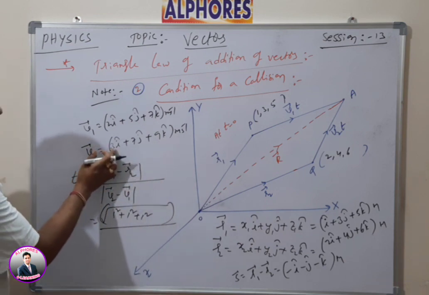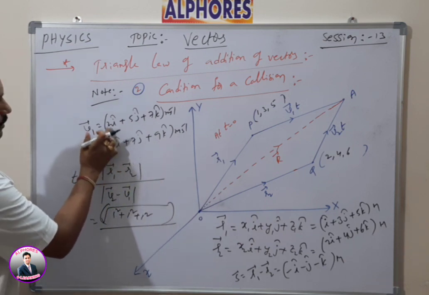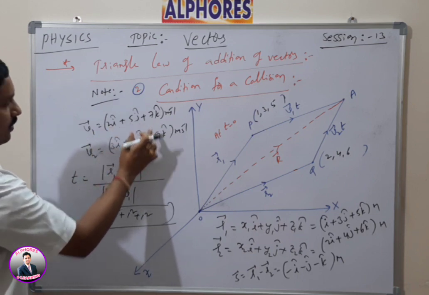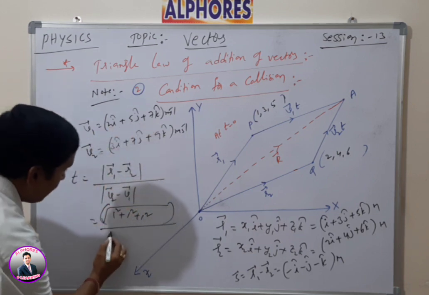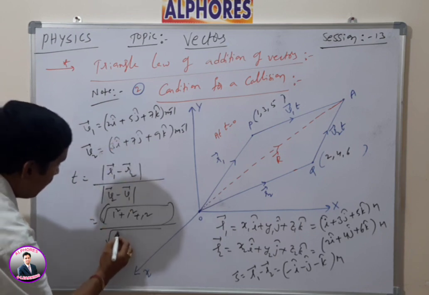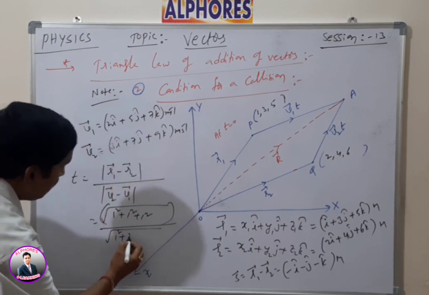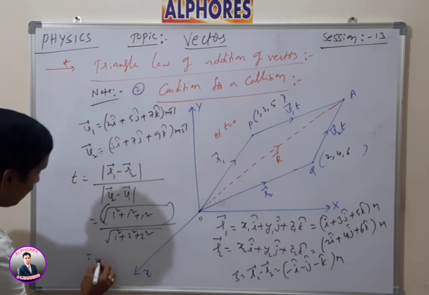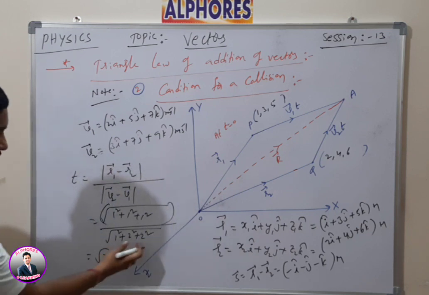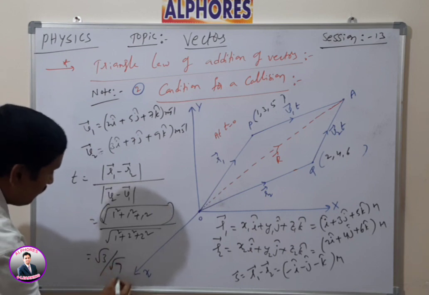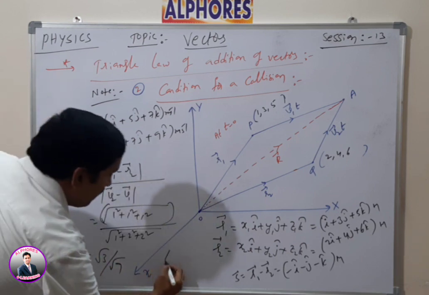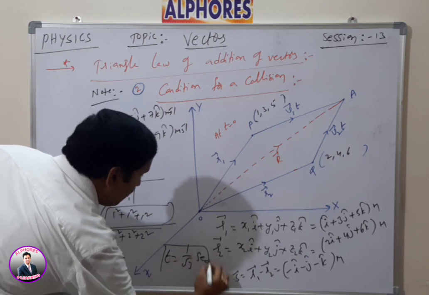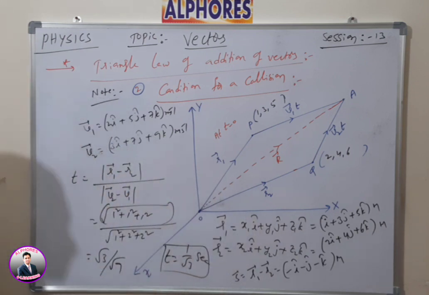Please listen to this one. 3I cap minus 2I cap means how much? I cap. This is 2j cap, this is 2k cap. Root of 1 square plus 2 square plus 2 square, that means how much is it? Root of 9, so root of 3 by this one, root of 9, this cancels. That means t is equal to, what is the answer? 1 by root 3 seconds. This is the method.